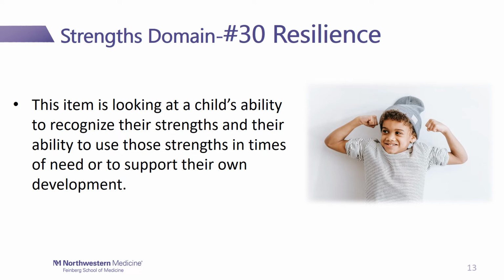A 1 is a child that has limited ability to recognize and use their strengths for healthy development and problem solving. A 2 is a child that recognizes their strengths but is not yet able to use them to support their healthy development or problem solving. And a 3 is a child who fails to recognize their strengths and is unable to utilize them.